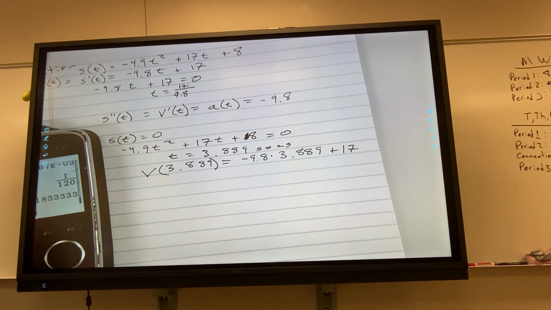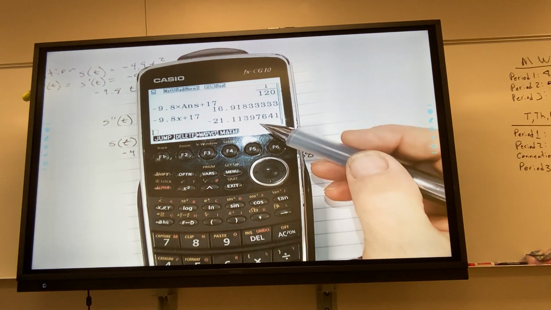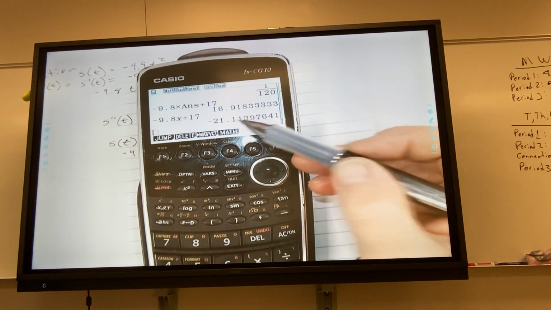Times, I wanted X here, I think. X was my answer. And so it's a negative, this is wrong. This is the correct answer. So it's a negative.